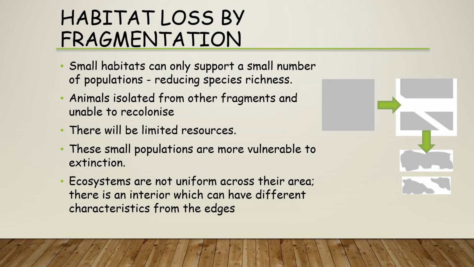And the ecosystems are not uniform across the area. So we had this large grey box, and you may have had some species that lived right in the middle of the grey box, which are now at the edge. And therefore there are different characteristics, different conditions from the interior and the edge, and therefore that will then cause problems for animals that are used to those conditions.